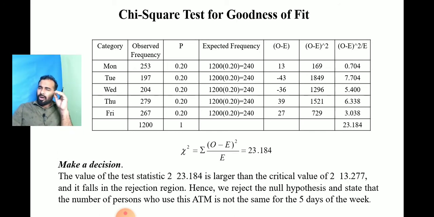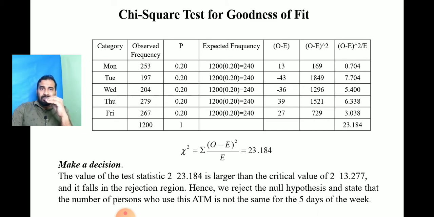In all statistical tests, the decision rule is the same: if the actual test value is greater than your table value, or critical value, we reject. Here the actual value is 23.184. Our critical value was 13.277. So the value of the test statistic, 23.184, is greater than the critical value 13.277. If the actual value is greater, reject the null hypothesis. Is it okay? So we rejected it.